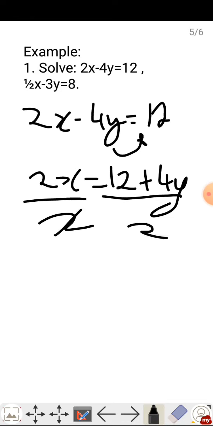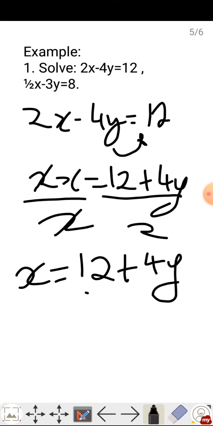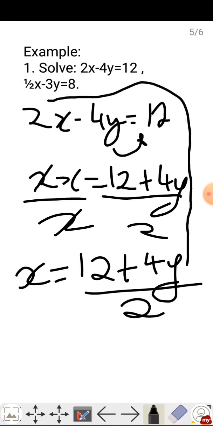Okay, so the 2 and 2 cancel, so you remain with x equals 12 plus 4y over 2. Okay, so you take this value and you substitute here into the other equation, the half x minus 3y equals 8, the one you didn't use. So the value of x is, you write 12 plus 4y over 2 where there's the x.